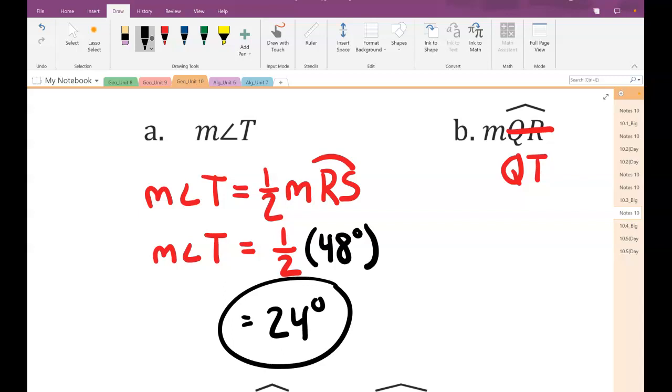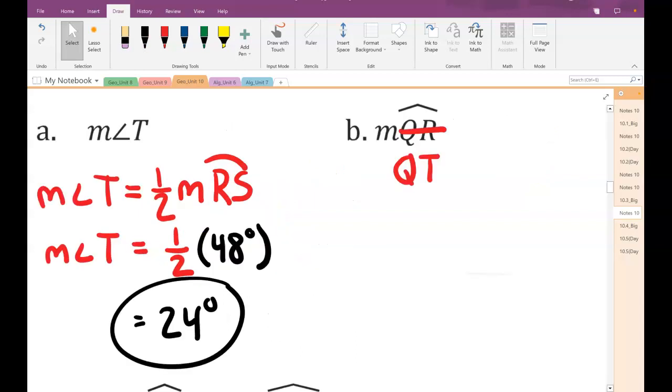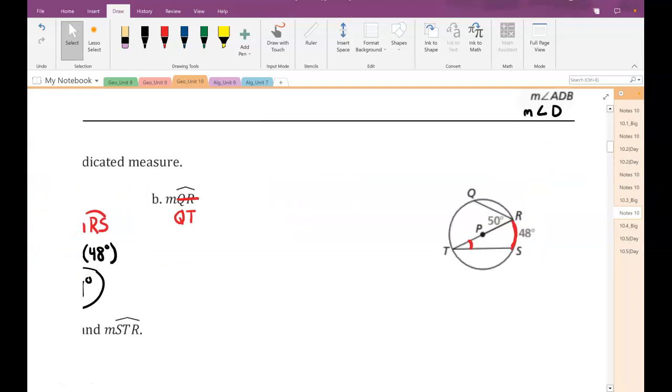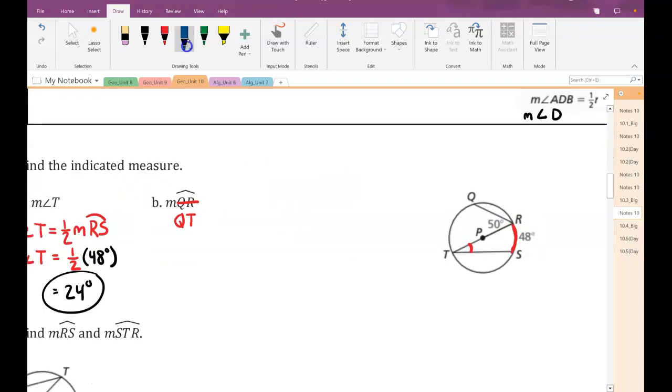So this is where we solved for an angle. Now we're solving for an arc measurement. And again, it's a minor arc. It's less than 180. Just keep using those vocabulary words. So we're looking for QT. That's this arc right here. Arc QT is subtended by angle R, so these two match up together. You may just say, oh, this is 100 because you just double it.